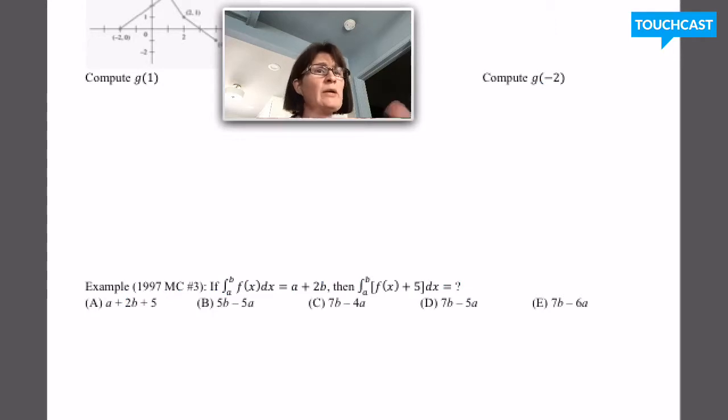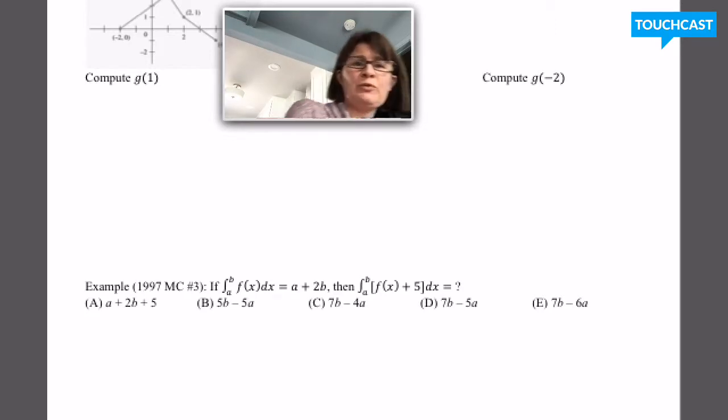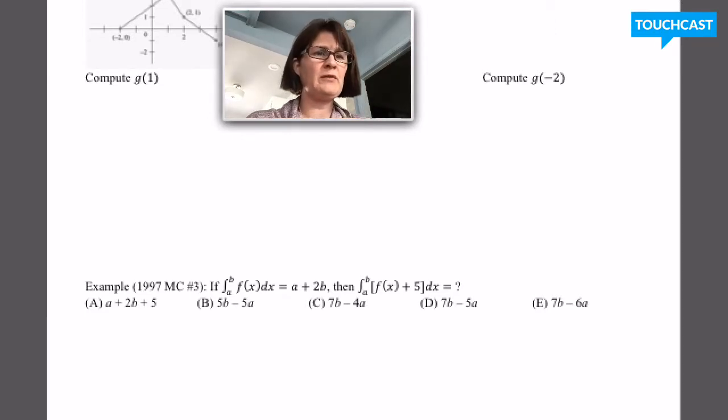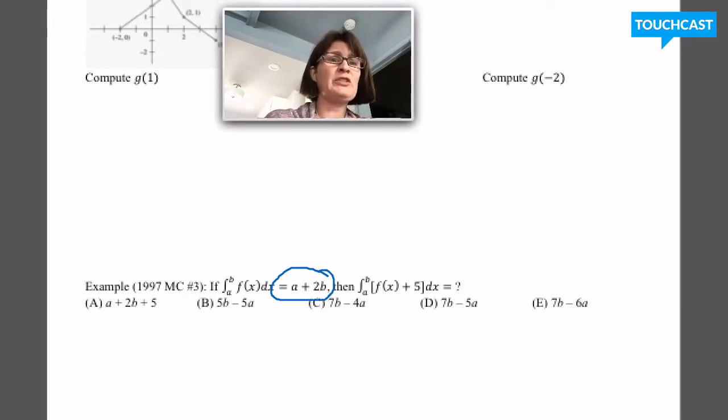One more example down here. We're going to combine together now some of these rules that we know for evaluating definite integrals. We've been told that the area under the f curve between a and b is equal to a plus 2b. That's been given. We've been asked to simplify this expression, the integral from a to b of f of x plus 5 dx. So I'm going to apply the sum and difference rule for definite integrals.